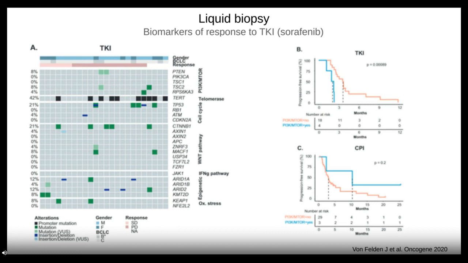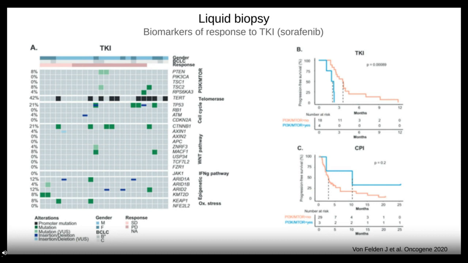Here are the results of the patients that were treated with tyrosine kinase inhibitor and the mutation analysis of these patients. We found that patients with mutations of genes belonging to the PI3K-mTOR pathway tend to do worse as opposed to the ones without these mutations in the patients receiving sorafenib or TKIs. This did not happen in patients treated with checkpoint inhibitors, suggesting that this could be a biomarker of lack of response, in this case, to sorafenib.